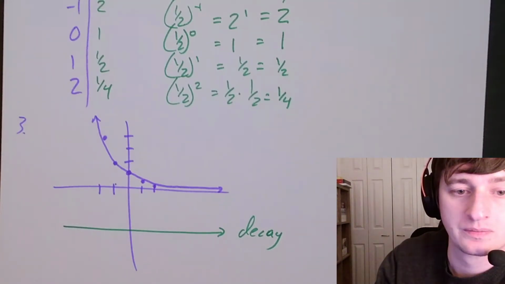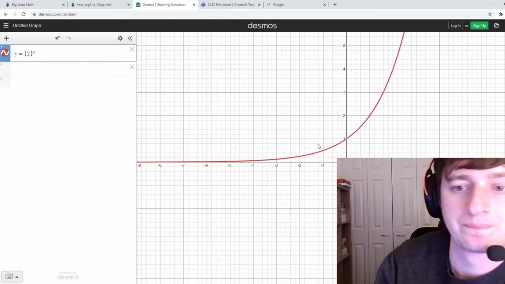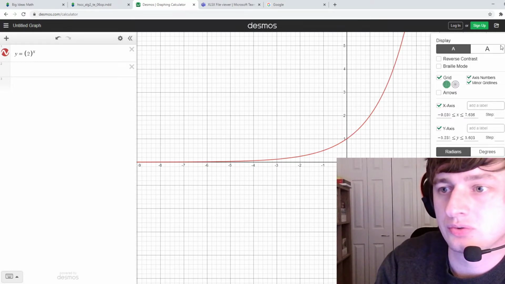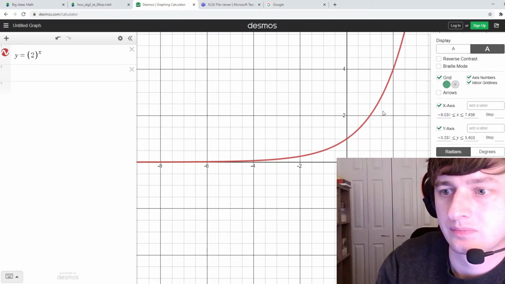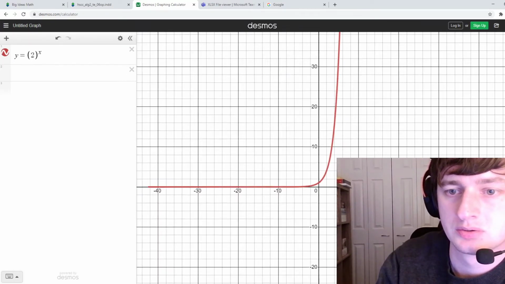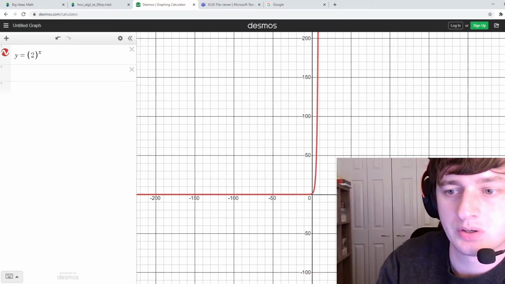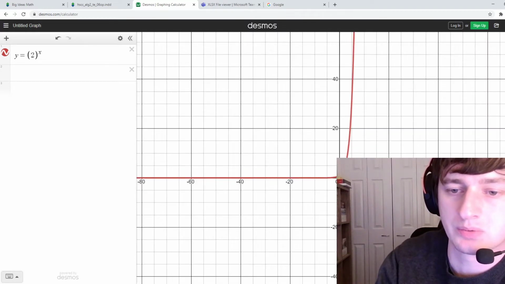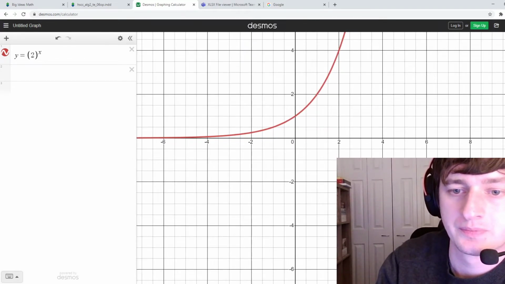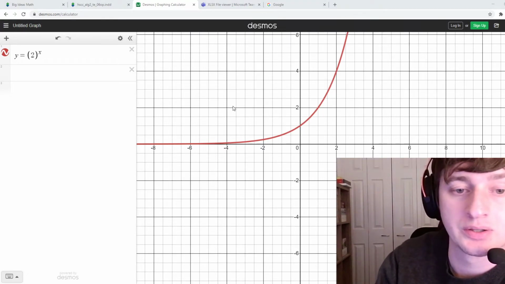We just go over here to Desmos, and we say, okay, my function was y equals 2 to the x power. It goes through 0, 1, goes through 1, 2, goes through 2, 4, and so on and so on. It's this nice curve, and it gets really big really quickly. If you put 150 into here, you're going to get a huge number. Huge. So exponentials get very big very quickly, or very small very quickly, depending on if it's growth or decay.